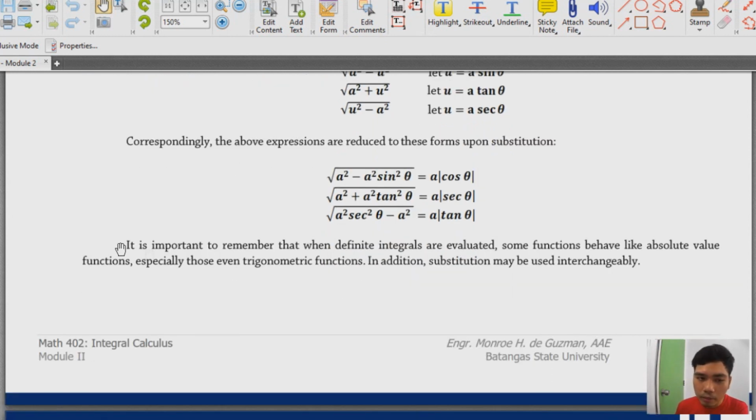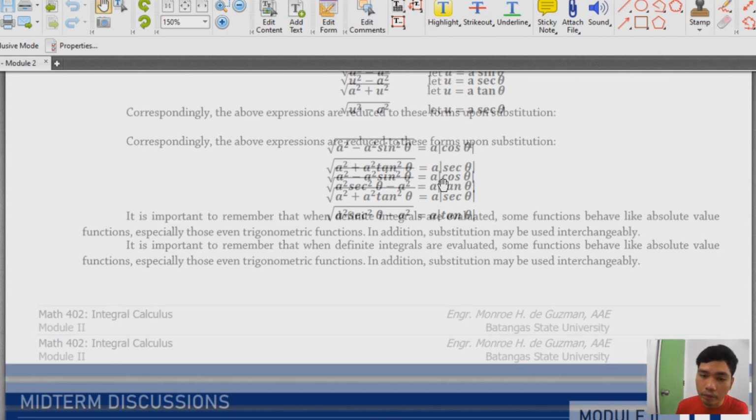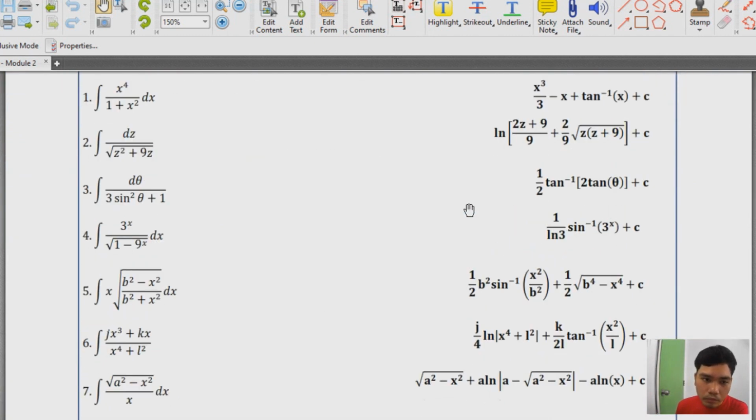And this, let me just read this. It is important to remember that when definite integrals are evaluated, some functions behave like absolute value functions, especially even trigonometric functions. In addition, substitution may be used interchangeably. So in short, when you want to use these forms, you could use the absolute value sign so that we don't get lost. That's how it is.